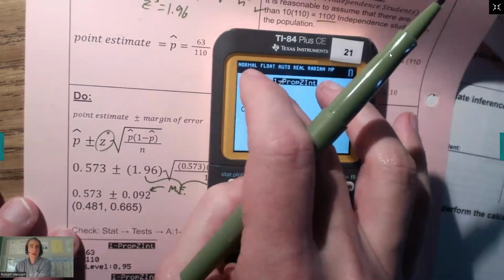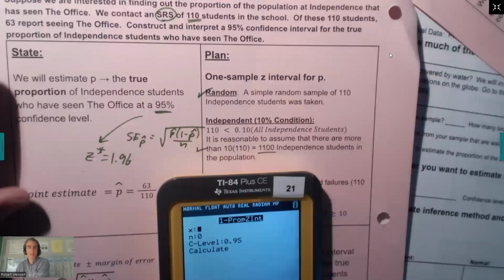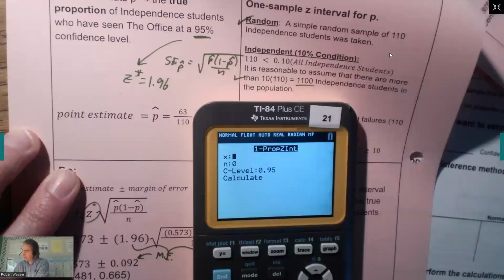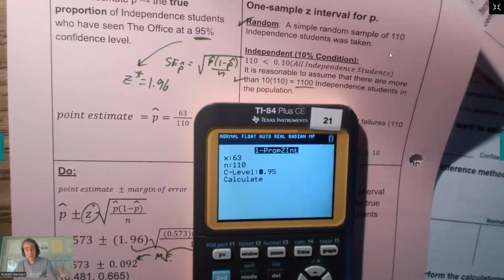Up at the top, the X is the number of successes. So how many people said they saw The Office? That's 63. That's your X value. 110 is going to be your sample size. So we just put that, basically your proportion is right there. And then you set your confidence level. So remember, the wider the confidence level, the higher the confidence level, the wider the interval is. Default is going to be 0.95.